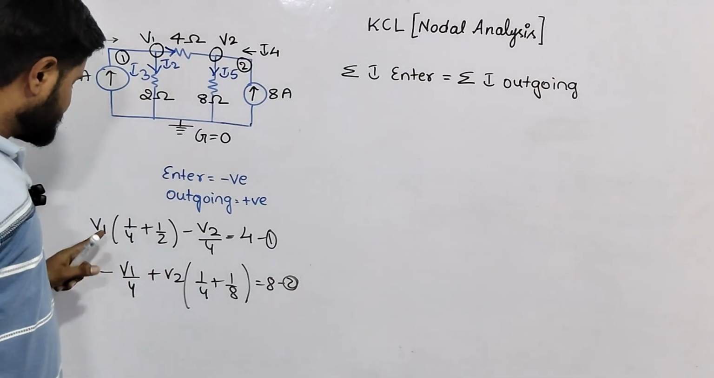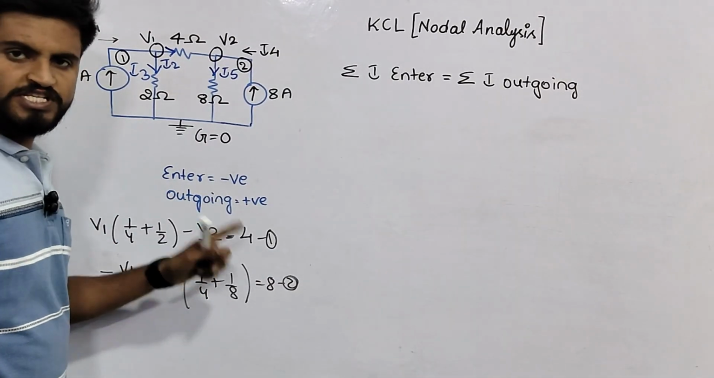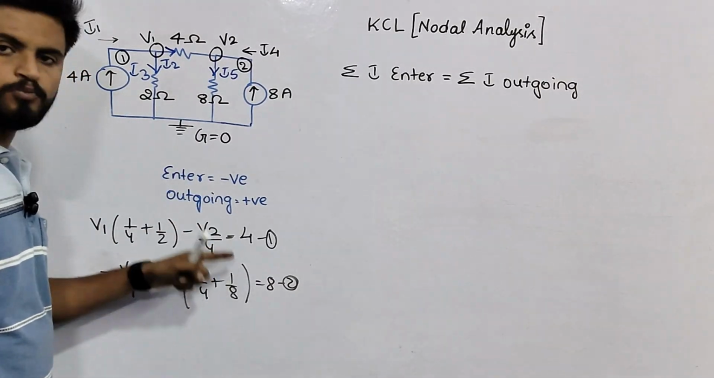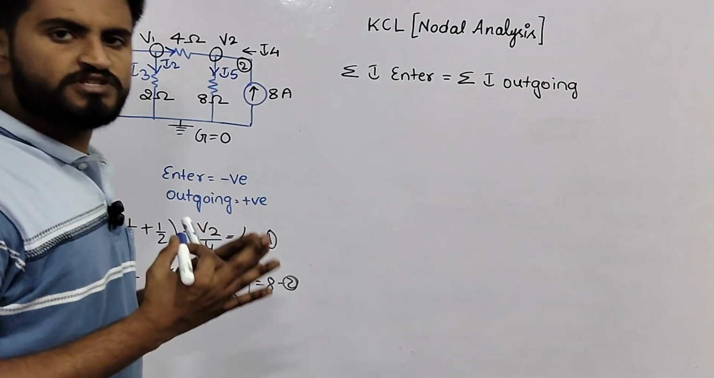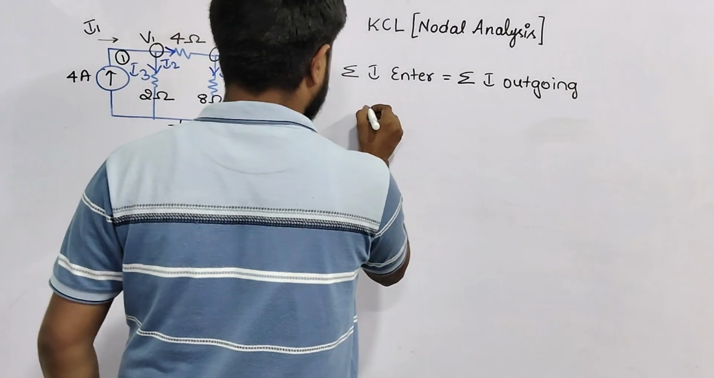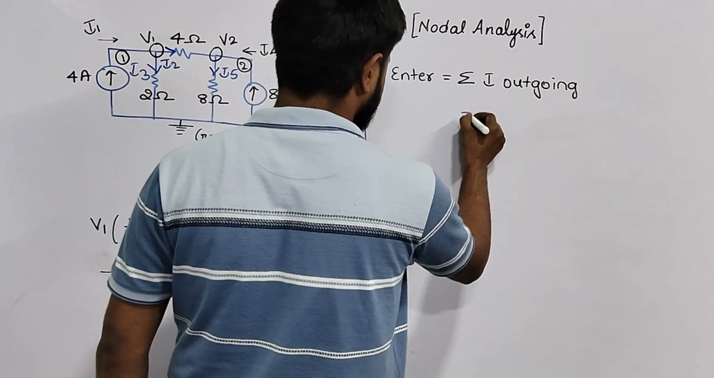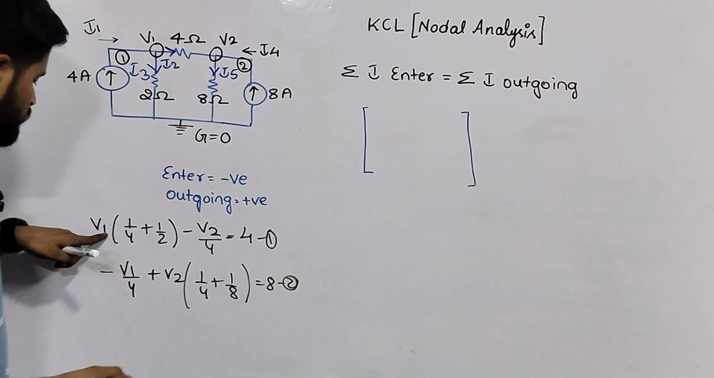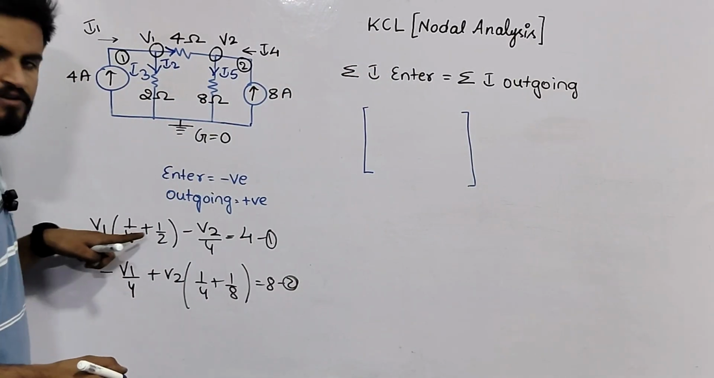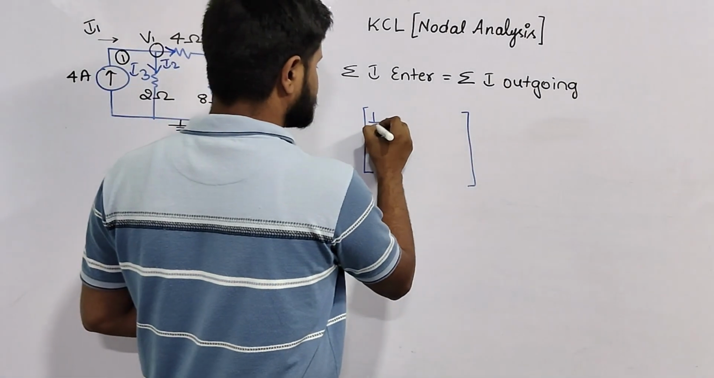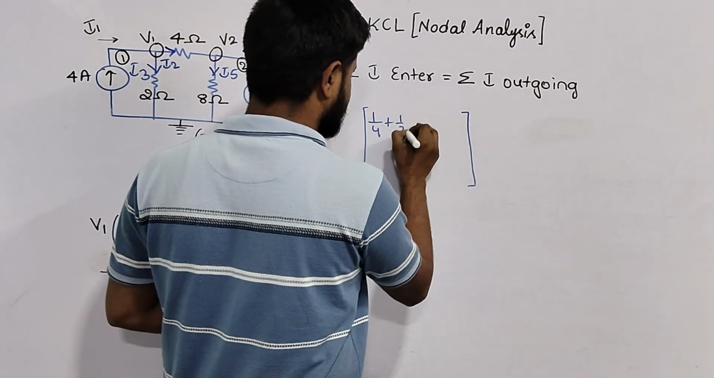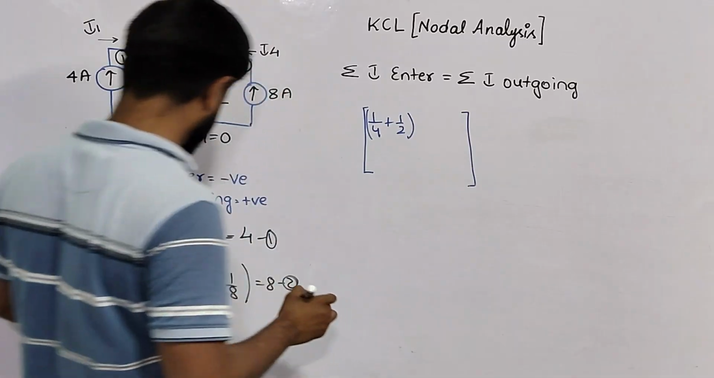So now to find the value of V1 and V2, which are the variables in the formed equations, we will be using the matrix format. So matrix format means first let's write the numbers. So beside V1, what is there? 1 by 4 plus 1 by 2. So you can simplify and write, or you can write it directly like this. 1 by 4 plus 1 by 2.